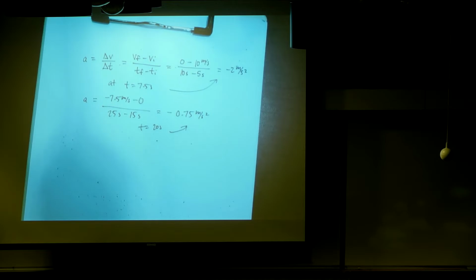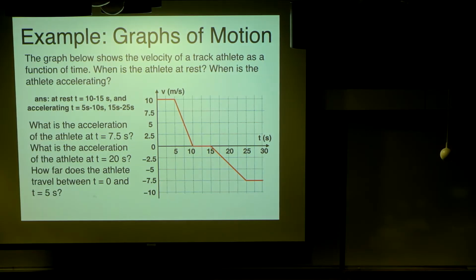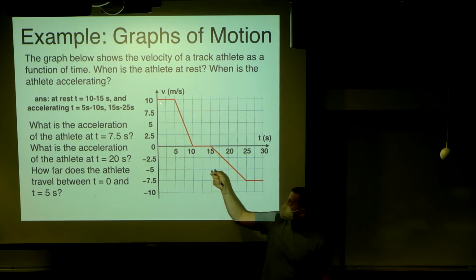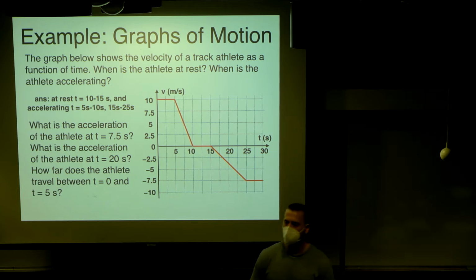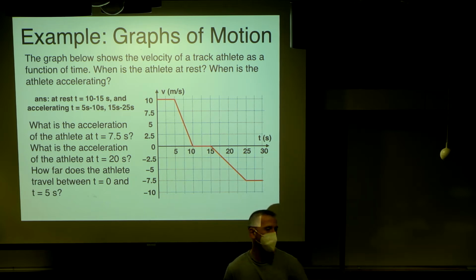How about this one? Last question. How far does the athlete travel between 0 and 5 seconds? So from here to here. So first thing I want to establish, if we're looking at this segment of the motion from 0 to 5, what type of motion is going on? Are we accelerating? Are we not moving at all? Moving at constant velocity? What's going on?